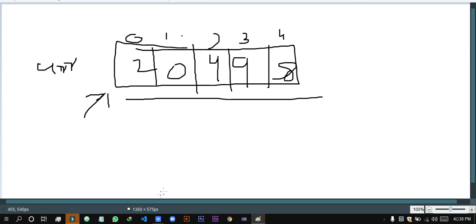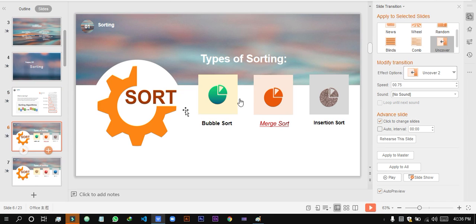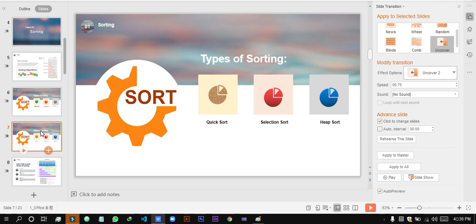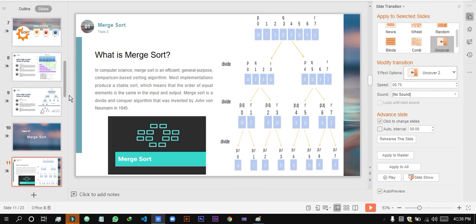There are quite a few similar techniques to put them in order. These are bubble sort, merge sort, insertion sort, quick sort, selection sort, and heap sort. As we know, today's topic is merge sort. So let's move toward merge sort, what it is and how it works.